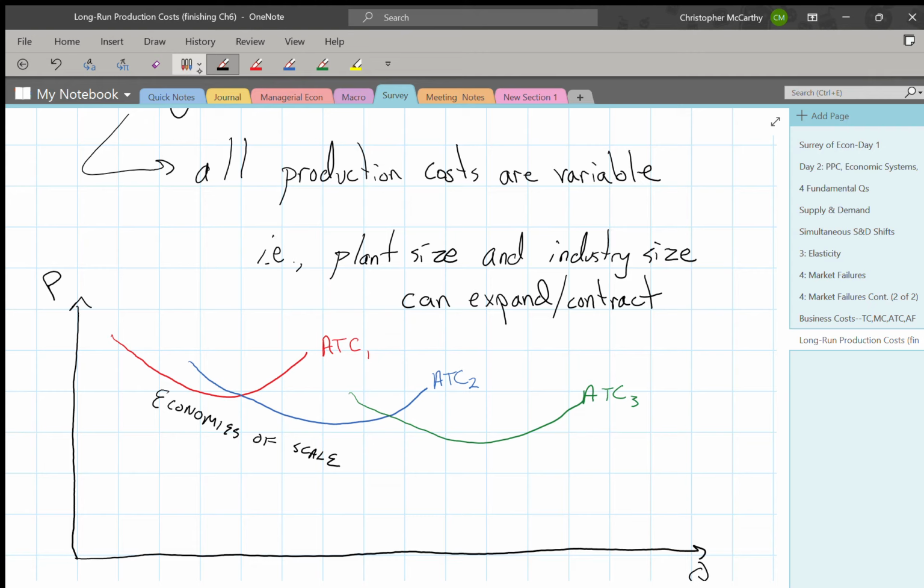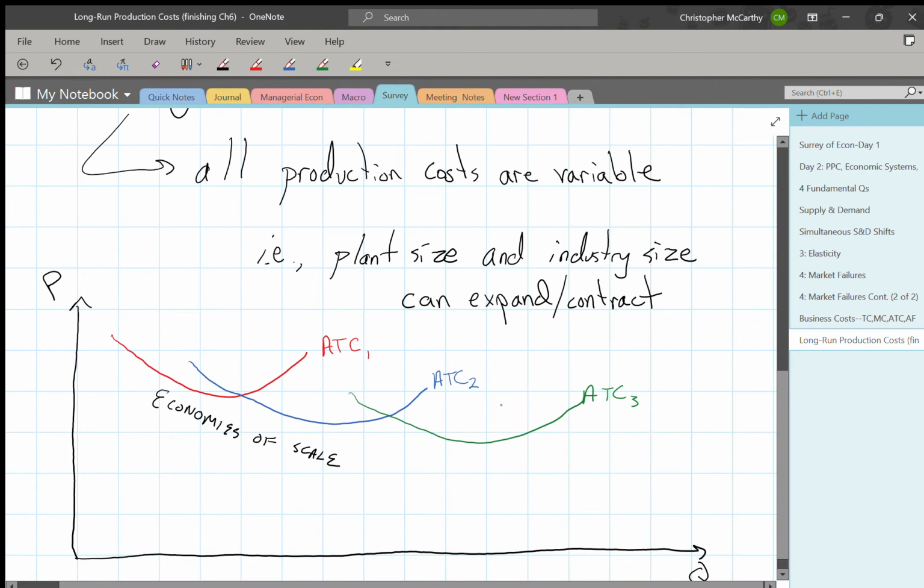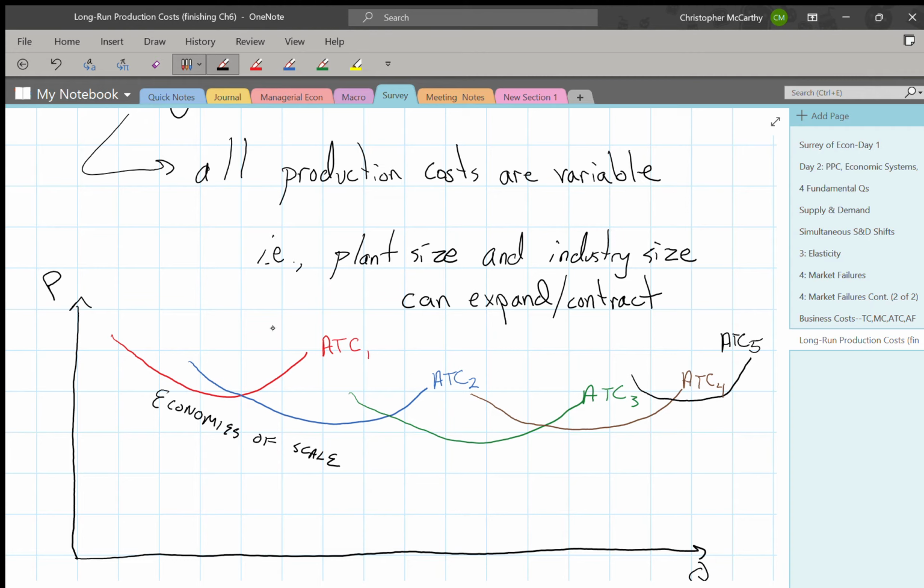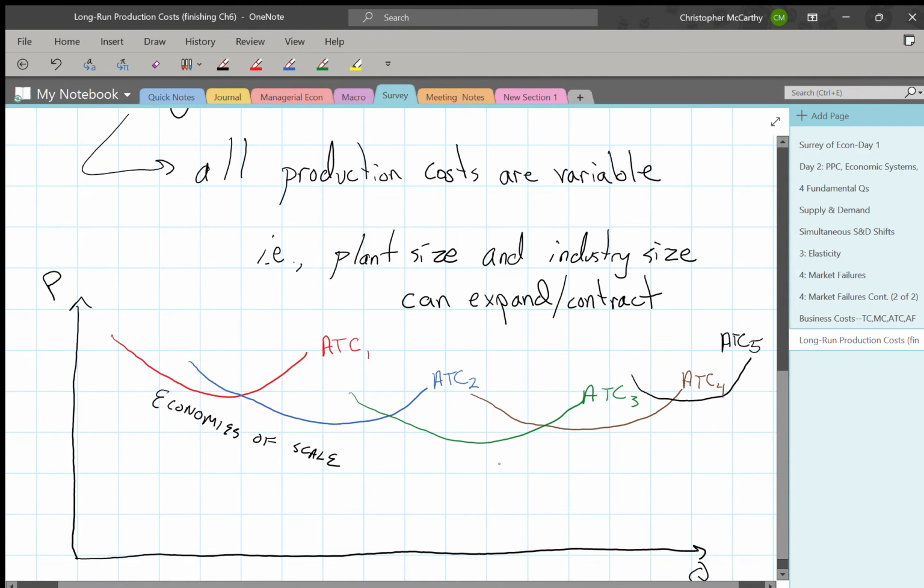But this economies of scale business is short-lived because our next ATC curve is actually higher than our ATC3, and our final average total cost curve is going to be even higher still. So this part of the graph we would say is diseconomies of scale.